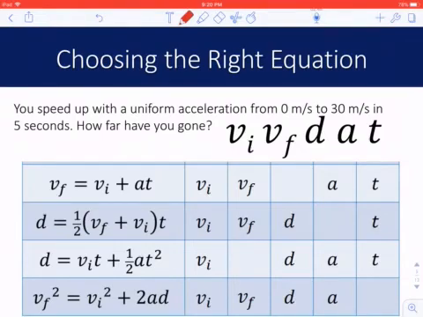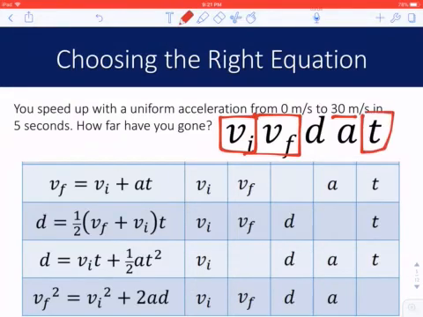So let's read this problem. It says you speed up with a uniform acceleration from 0 meters per second. So we know we have the initial velocity, 0 meters per second. To 30 meters per second. Well, 30 meters per second is the final velocity. In 5 seconds, that's the time. It says, how far have you gone?